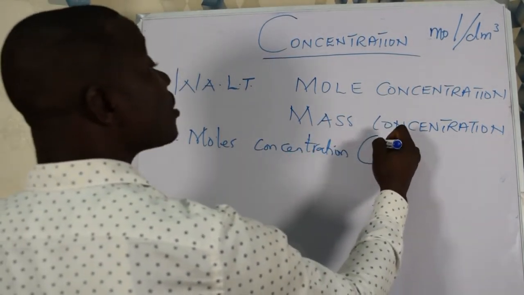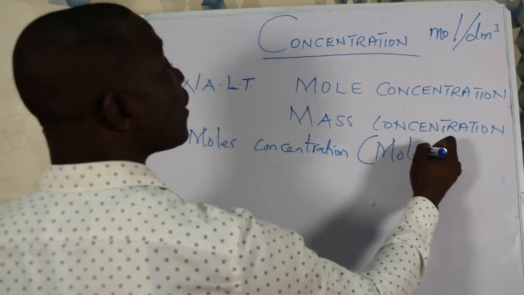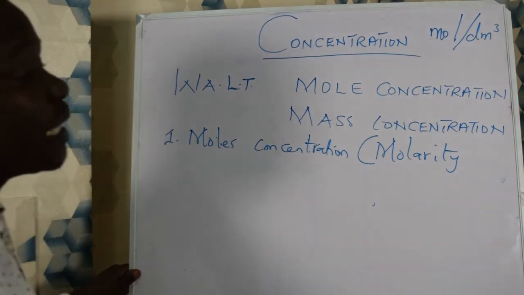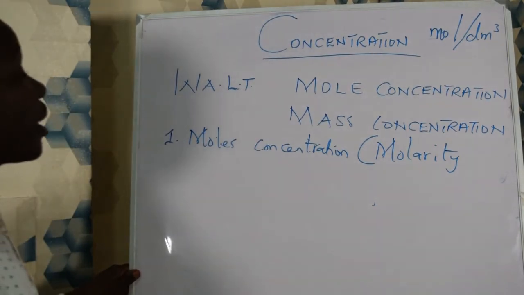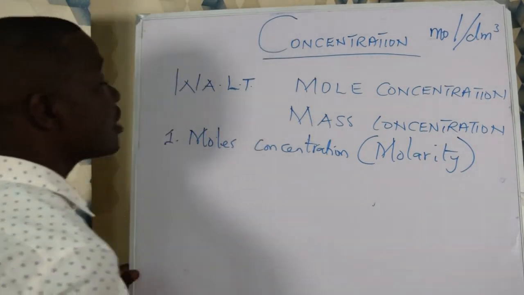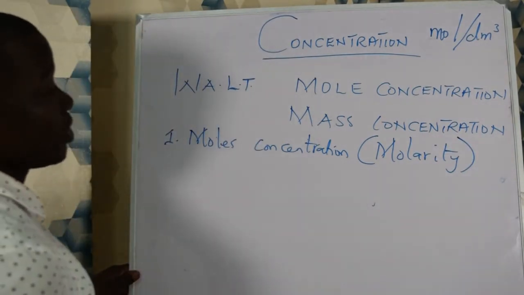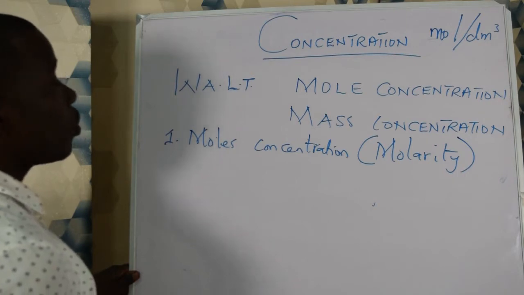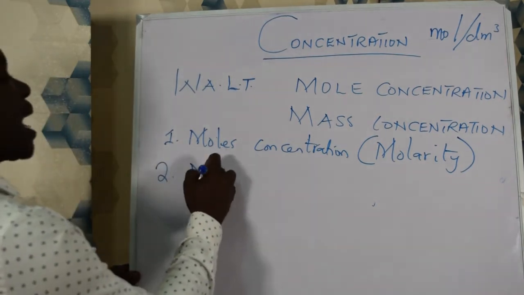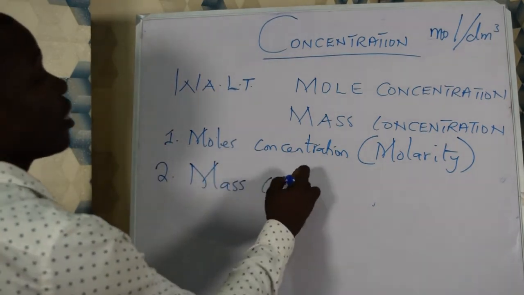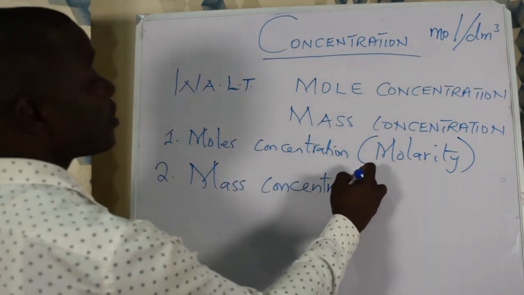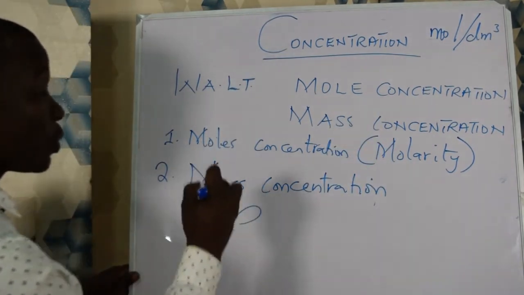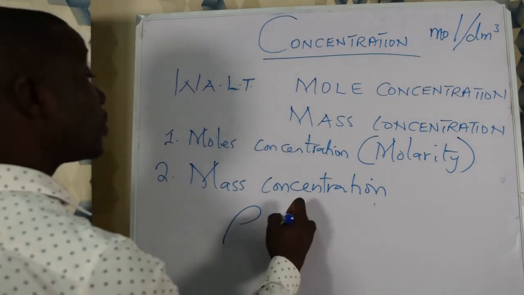In other books, you see that you'll be asked to find the molarity. Please be mindful about that. Molarity is the same as mole concentration. And then we'll look at mass concentration. Mass concentration, we use rho. It's a Greek symbol, rho.